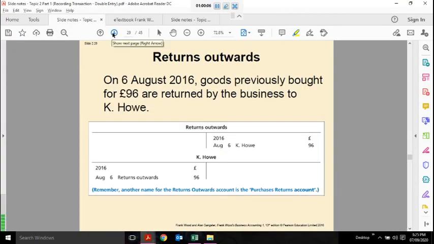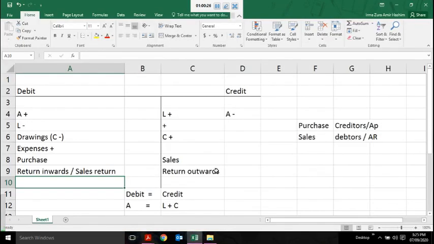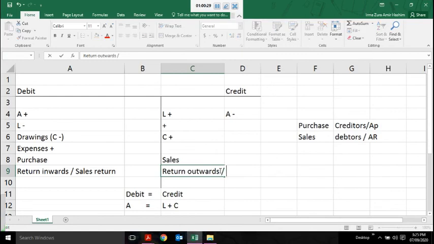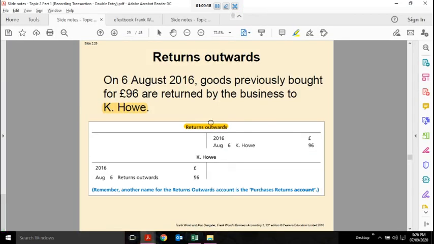Now return outwards. On 6 August, goods previously bought for 96 are returned by the business to Keho. So basically Keho is your supplier. Now you return goods back to them, so for return outwards you should record it as a credit, as I mentioned just now. Return outwards is also called the purchase returns account. You should record it as credit.